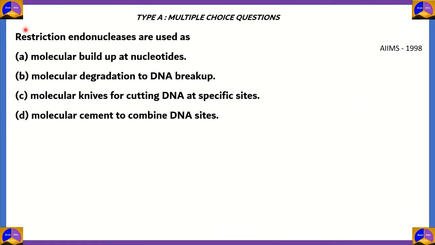The first question is, restriction endonucleases are used as? So we have four options. Let's look at each one of them. Option A says molecular buildup at nucleotides. This is done by capping enzymes. So it's the function of capping enzymes to undergo molecular buildup at the nucleotides. So option A is incorrect.